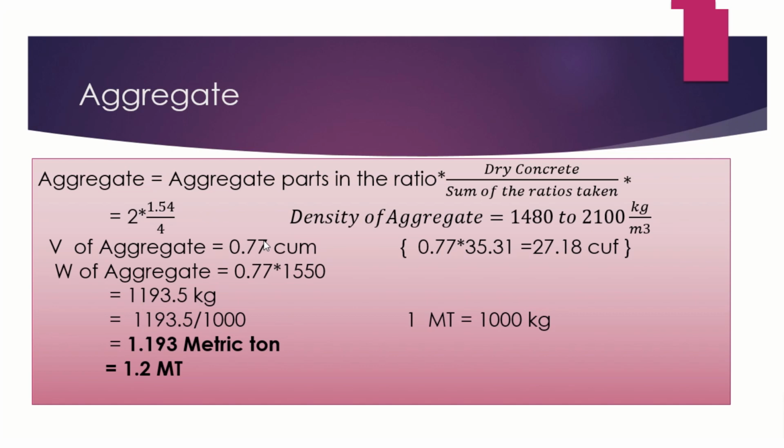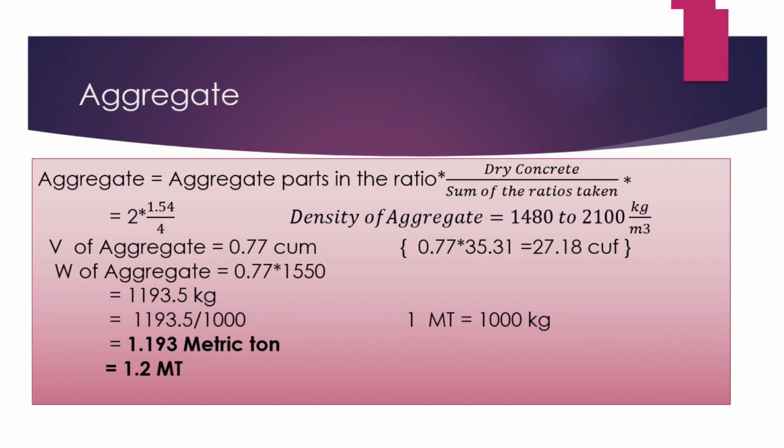Now in some places, as I mentioned earlier, they calculate aggregate volume in cubic feet. So in that case we need to multiply this 0.77 by 35.31, which results in 27.18 cubic feet. So for 1 meter cube of concreting we require 0.77 meter cube of aggregate, or 27.18 cubic feet of aggregate.